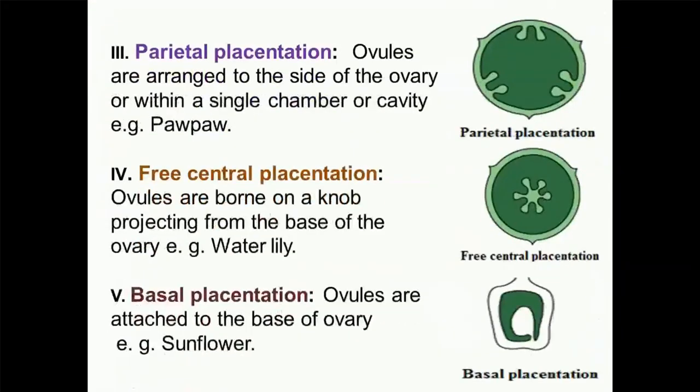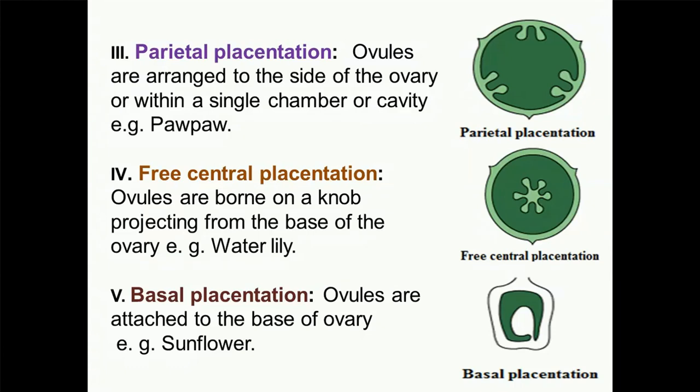The next one we are looking at is called parietal placentation, and ovules are arranged to the side of the ovary within a single chamber. Now this is a little bit different from axile because it has a single chamber only, and all the ovules are arranged at the side in a circular way. So this is common in purple.